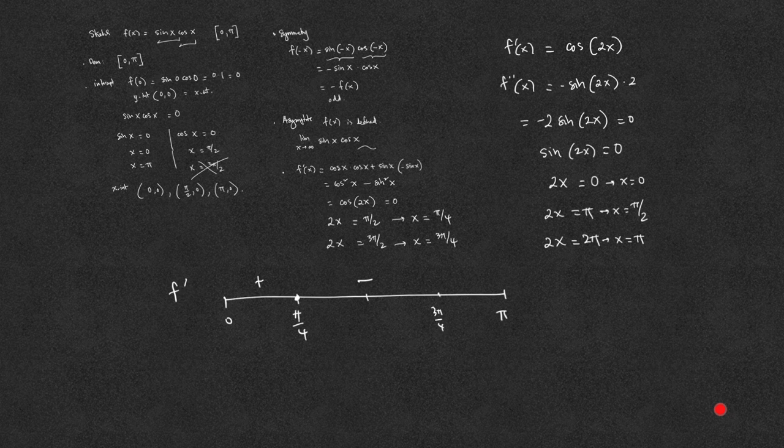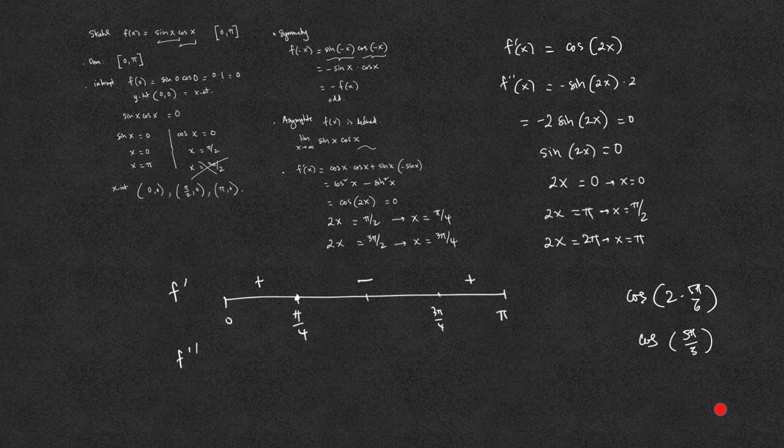Pick any number between 3 pi over 4 and pi, such as 5 pi over 6, and plug it into the first derivative. We see that cosine of 2 times 5 pi over 6 is cosine of 5 pi over 3. And cosine of 5 pi over 3 is positive. So the function is increasing from 0 to pi over 4, decreasing from pi over 4 to 3 pi over 4, and increasing from 3 pi over 4 to pi.